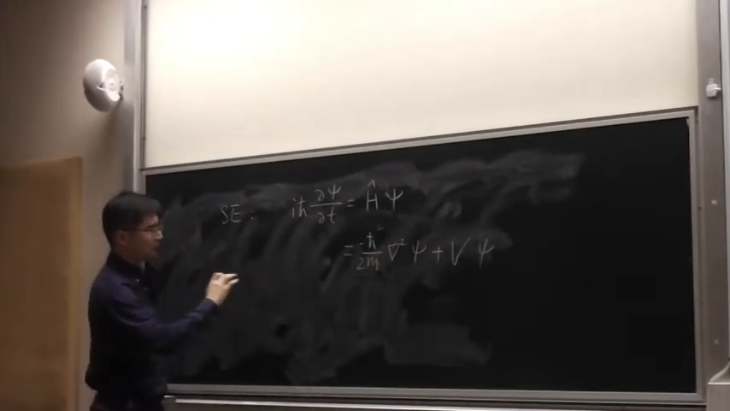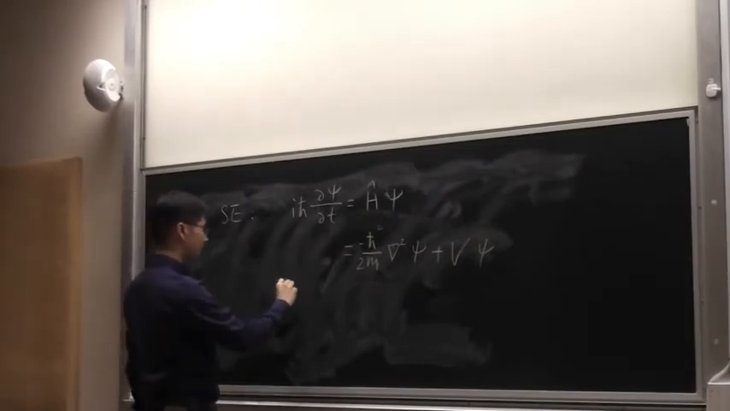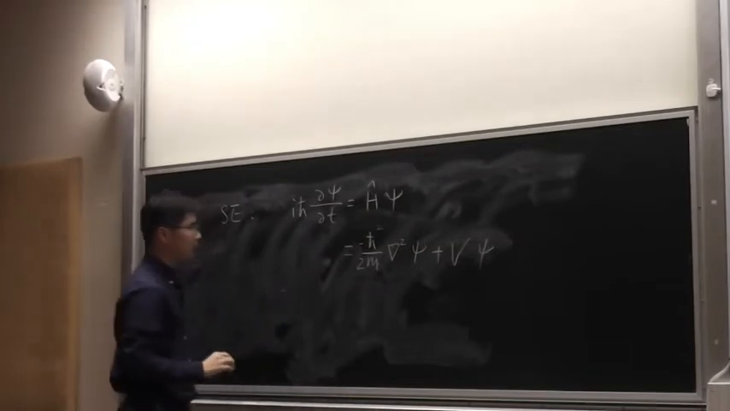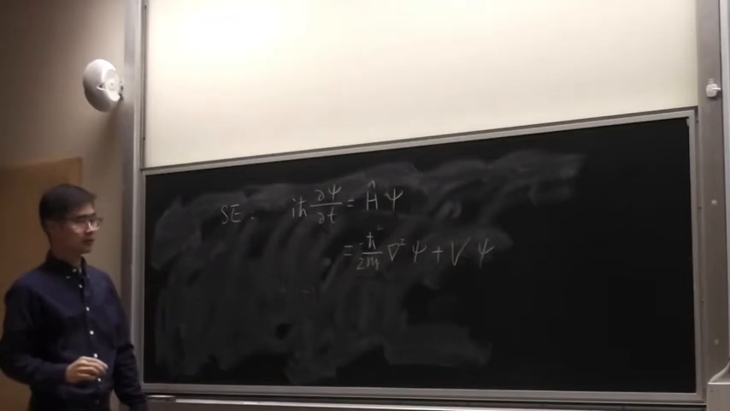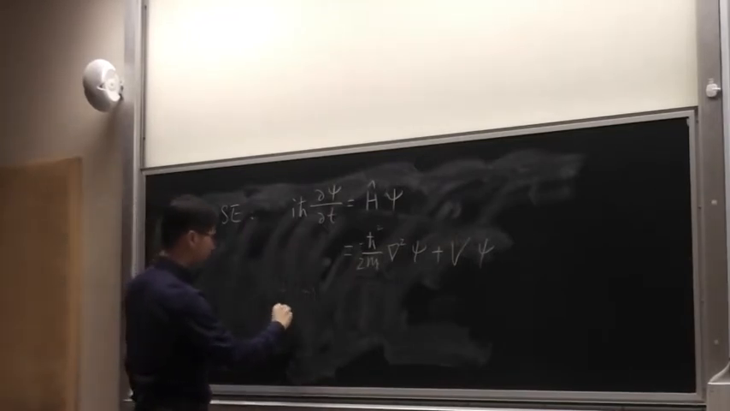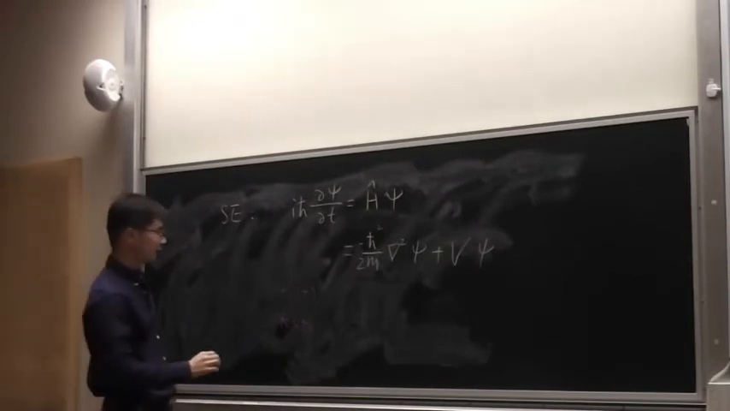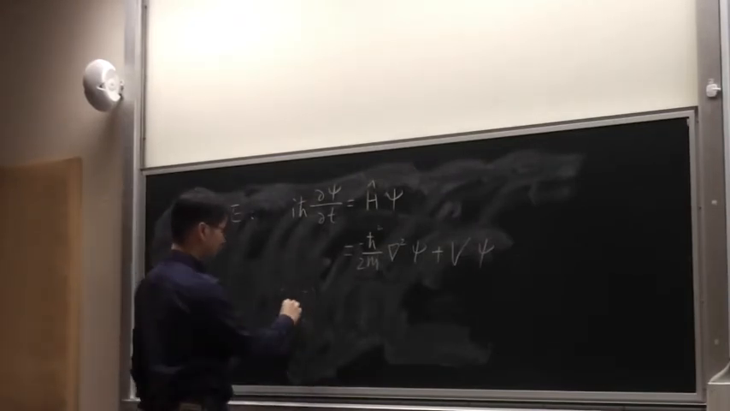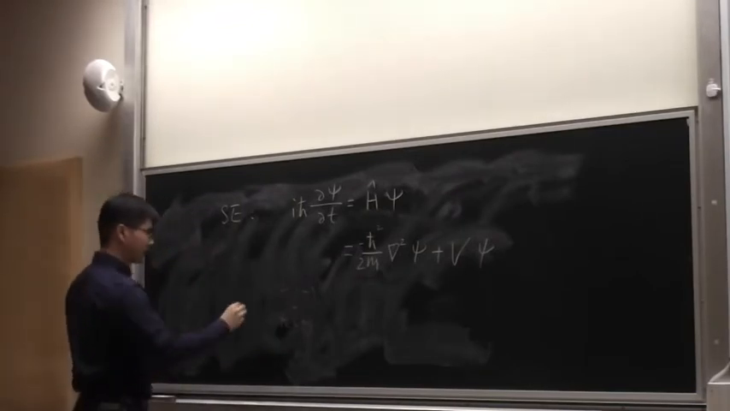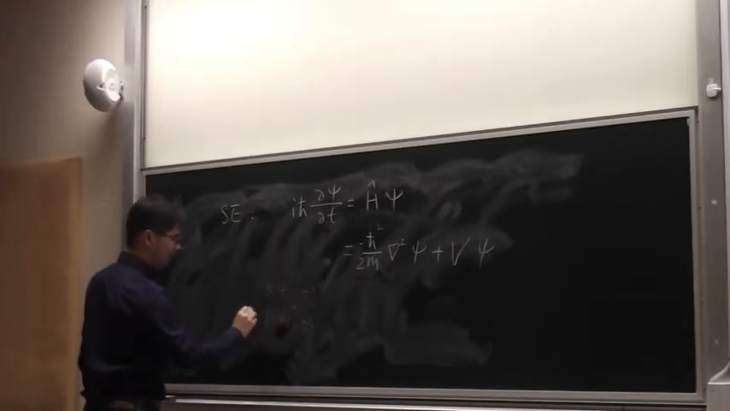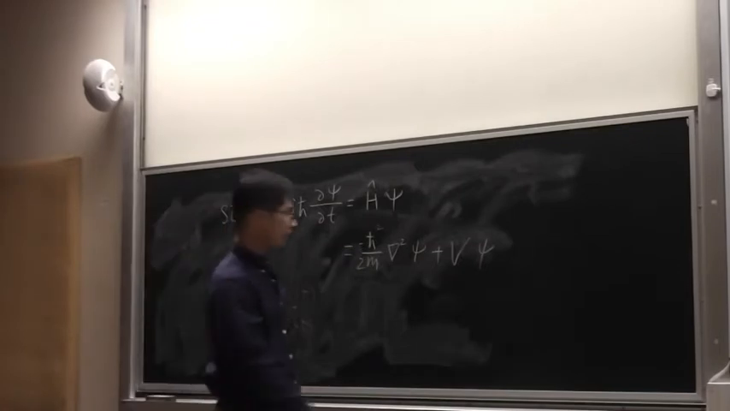Then the important feature of this equation is that it is linear. That is, if psi 1 indexed by t is a solution to this equation, and psi 2 indexed by t is a solution to this equation, then a linear combination of the two will be another solution to this equation. So, for example, some constant alpha psi 1 plus beta psi 2 will be another solution to this equation. Okay.